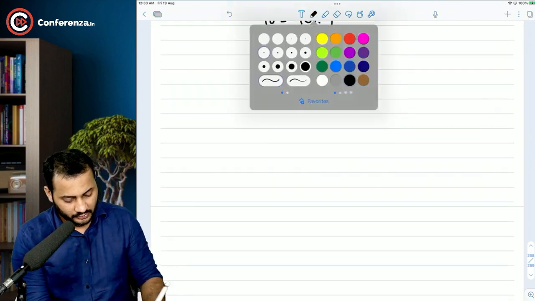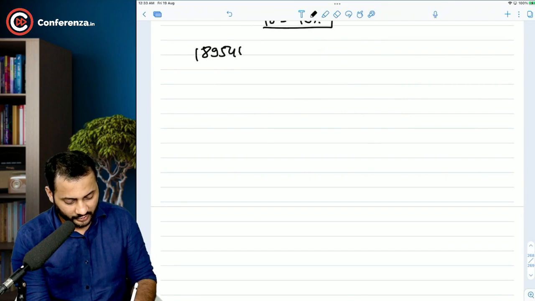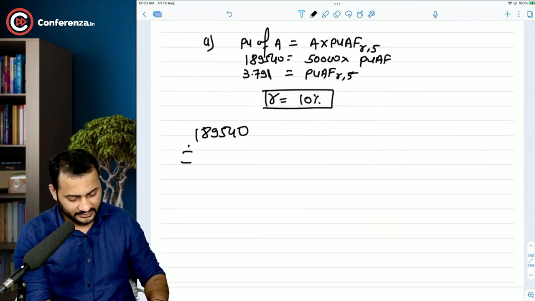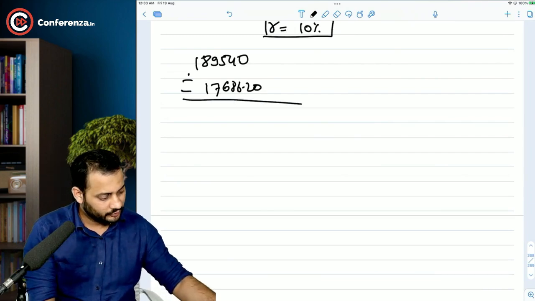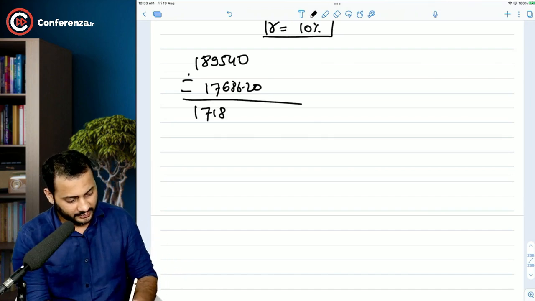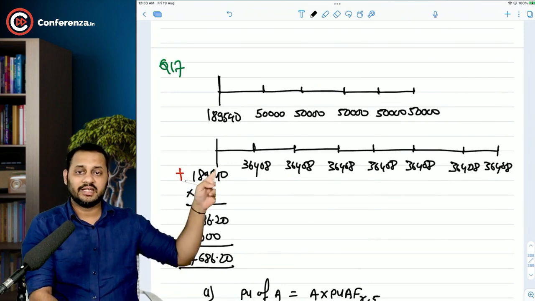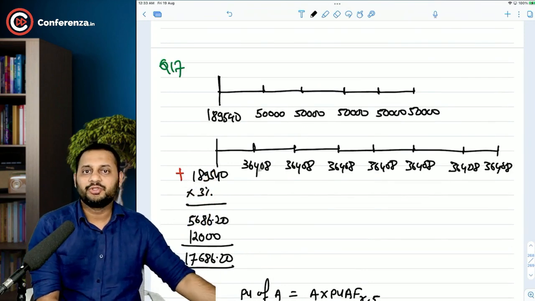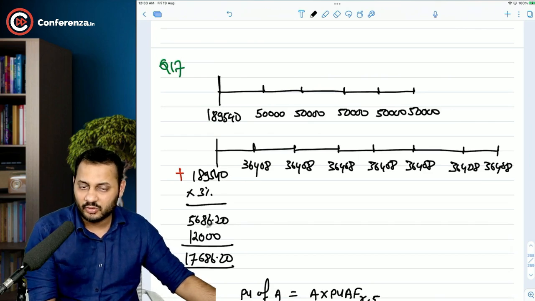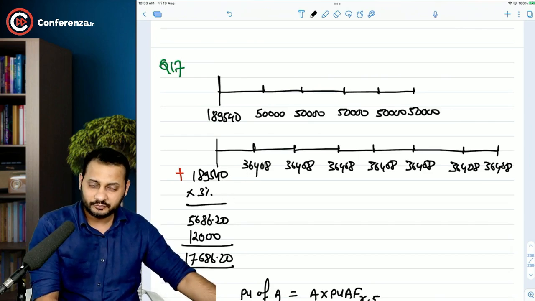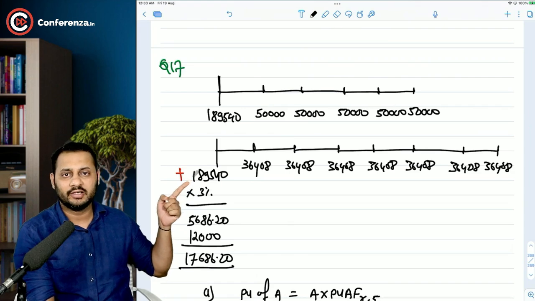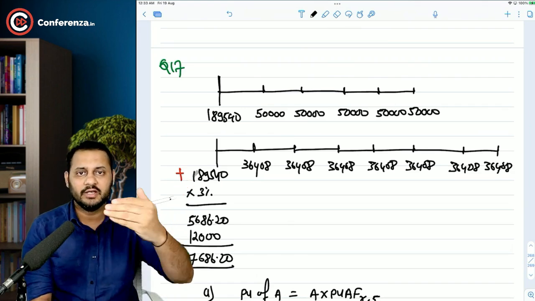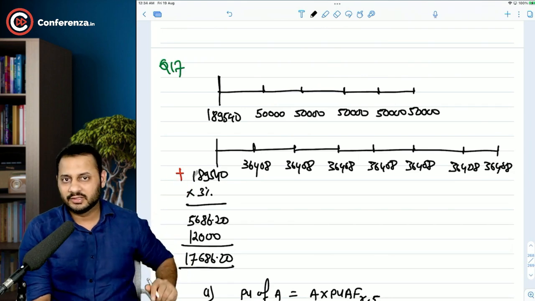What will happen? You will receive 189,540 minus both these expenses, that is 17,686. So how much amount you will receive? It's like 171,854, but still you will pay the same amount of EMI. Understood? You cannot say that since you are paying us lesser amount of loan, you will charge lesser amount in EMI. The EMI will not reduce. EMI is calculated on the basic loan value, 189,540. Let's take it this way, that we will give you 189,540 and then you start paying 36,408.